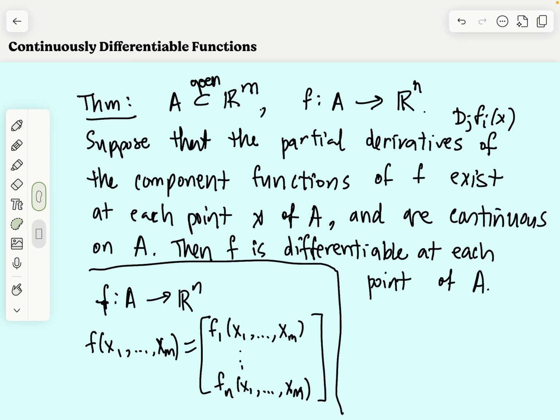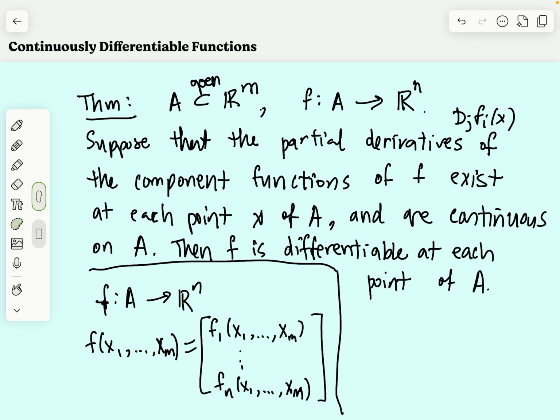to the ith component, that's called the ith component of f, and that's denoted f sub i. So f sub 1 is the function that takes x1 to xm to the first component of f, and so on. So you have these functions f sub i. And the theorem says that suppose that the partial derivatives, all the partial derivatives of the component functions of f exist at each point of A and are continuous. So the partial derivatives are all continuous. Then f is differentiable at each point of A.